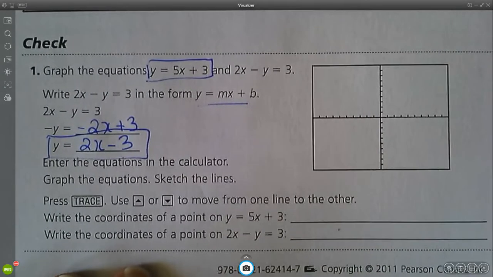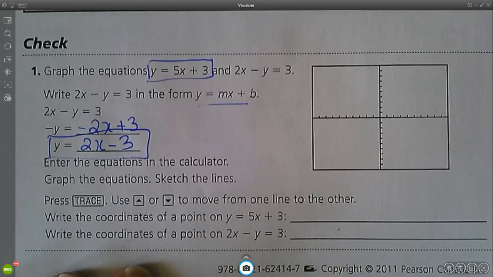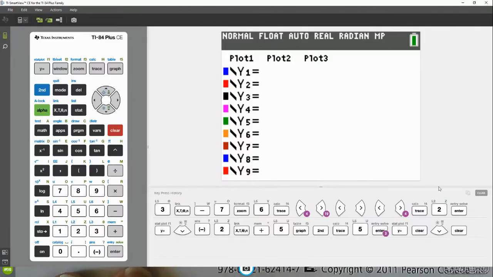Okay, so we're going to enter those into the calculator. Then we're going to graph the equations on our picture here. And then we're going to use the trace to find some points on those lines. So I'm going to switch to my calculator screen here for a minute. And let's input those 2 equations.